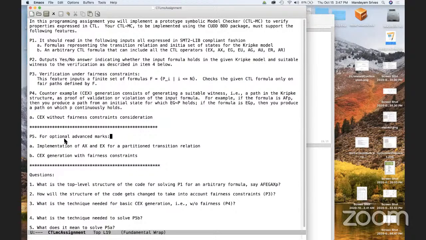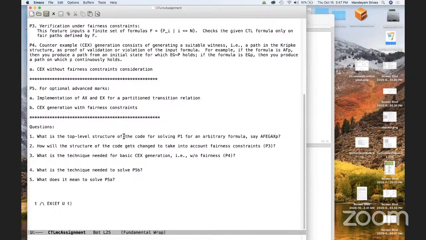So this is the optional part. It's the more advanced part. One part of that is extending the counterexample generation with fairness constraints, and actually implementing the AX and EX for partitioned transition relation. Okay, so they are optional.